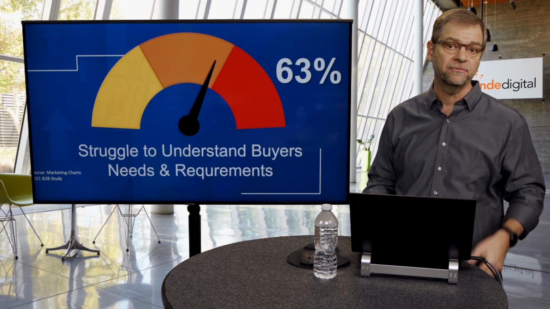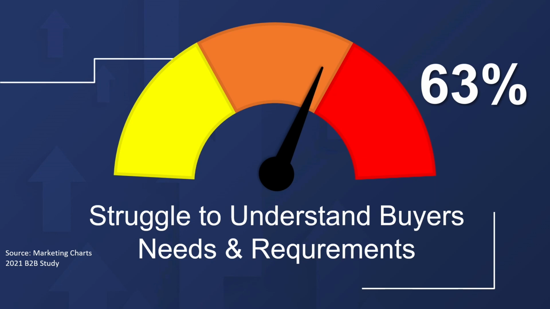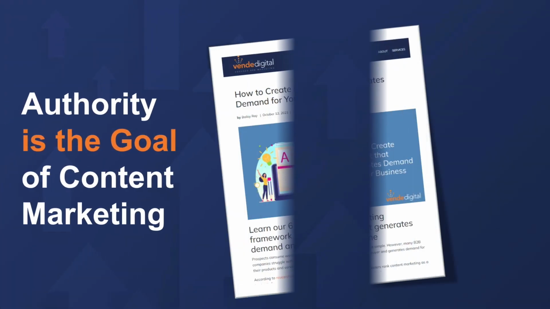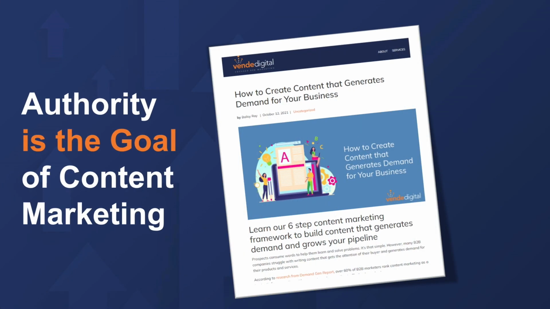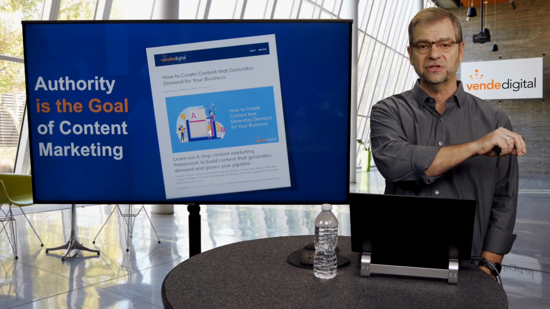Again, this is a big problem for a lot of B2B companies. Over 60% of B2B companies really struggle with understanding the buyer's needs and what their requirements are. And that's a really key part of what content marketing is all about: understanding those buyers' needs and requirements, and then communicating with words ways that they can deal with those needs. That's really at the heart of content marketing, establishing authority.